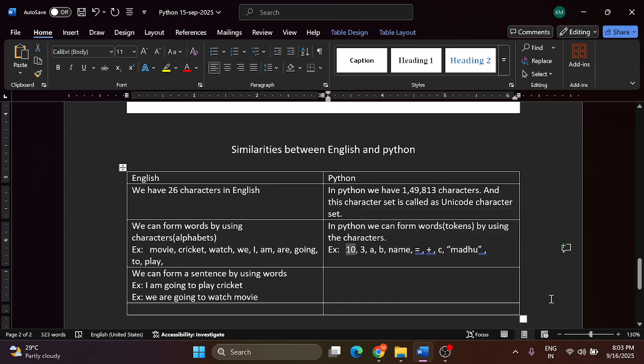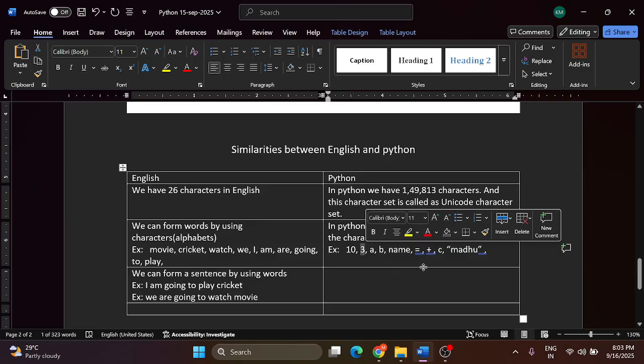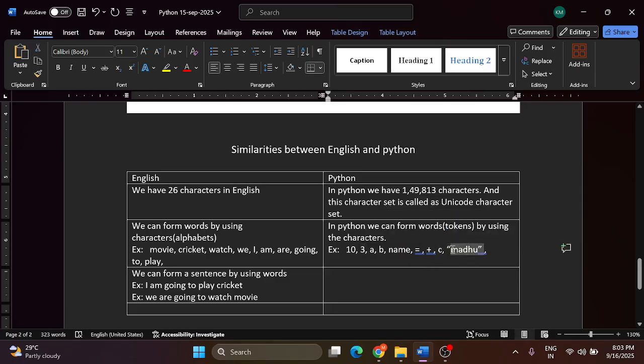So what is 10 now? Tell me, what is 10? It's a token. What is A? A is a token, B is a token, name is a token, equal to is a token, plus is a token, C is a token. Madhu is also a token, a collection of characters, right? Now, by using tokens, what can we form in Python? In English, what can we form by using words? A sentence.